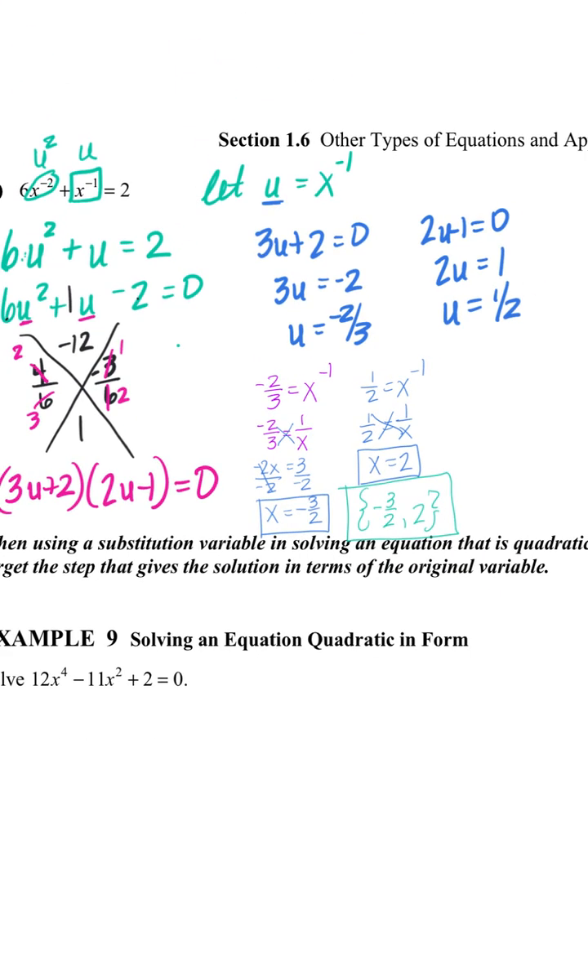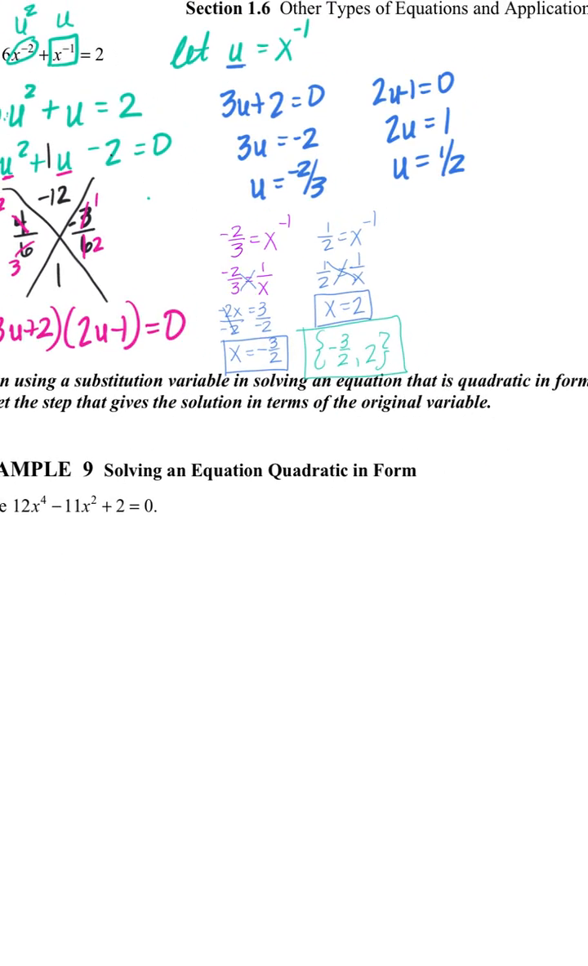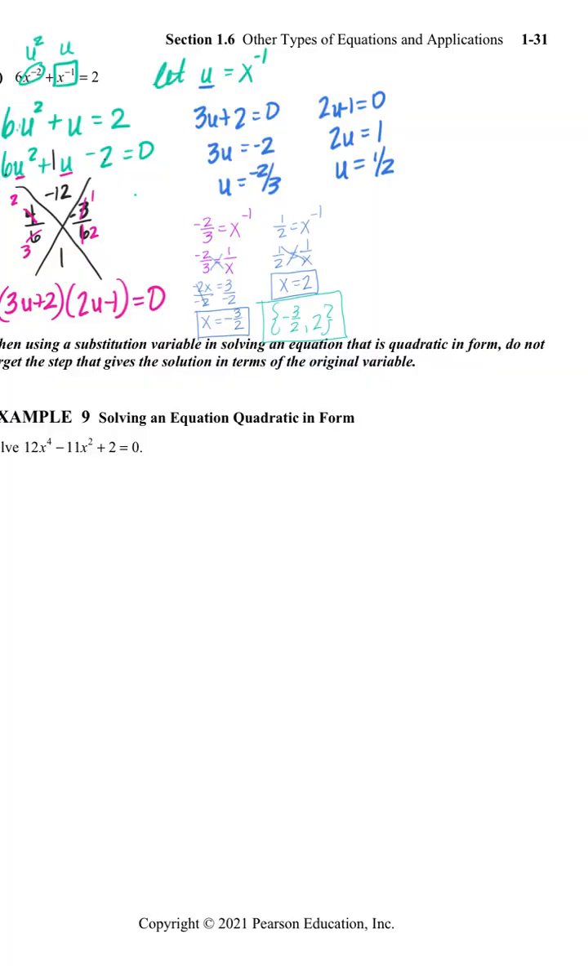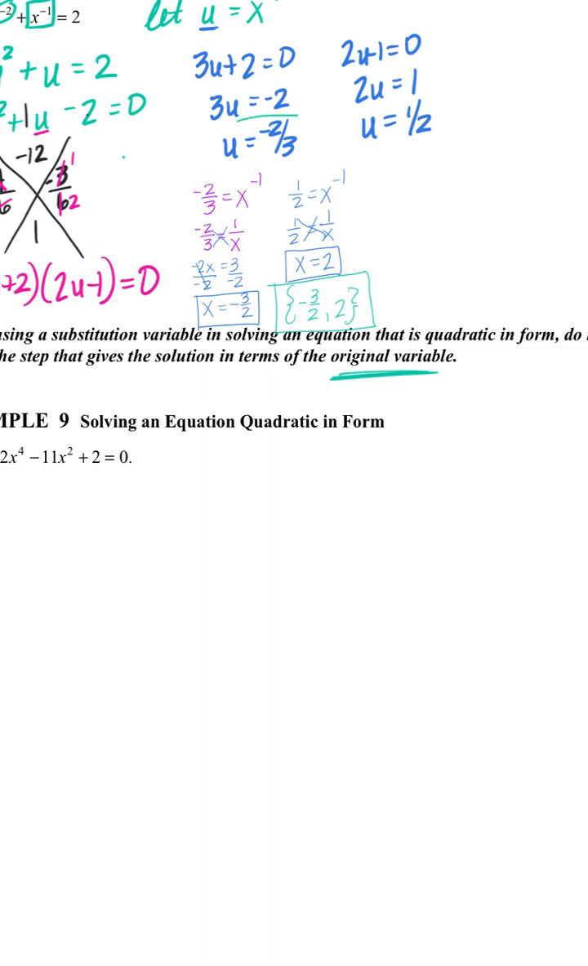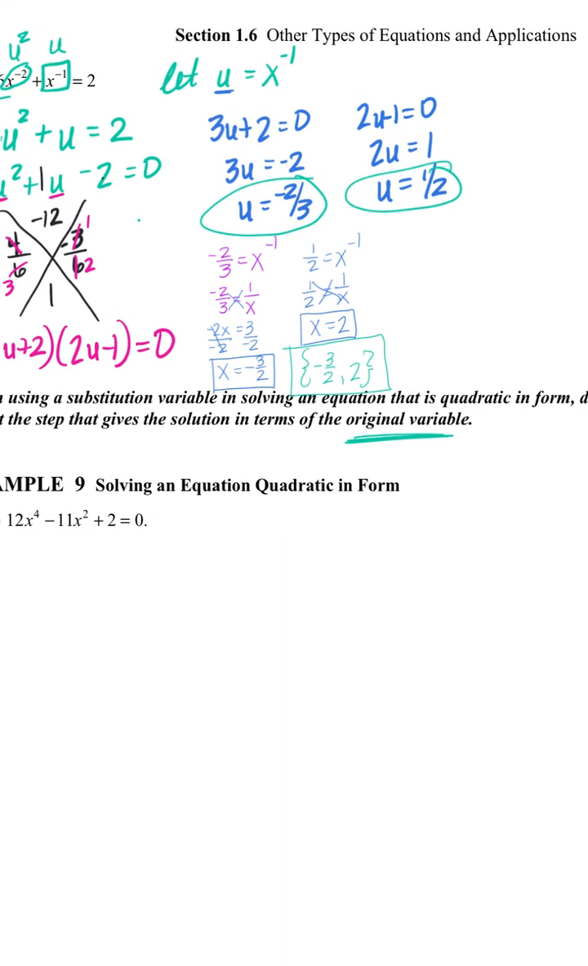All right. So when you're using a substitution variable and solving an equation that is in quadratic form, do not forget the step that gives the solution in terms of the original variable. Our original variable here was x. So all it's saying is make sure that when you find your u's, you plug them back in to where you said let u be something, so that you can actually find the answers that they want.